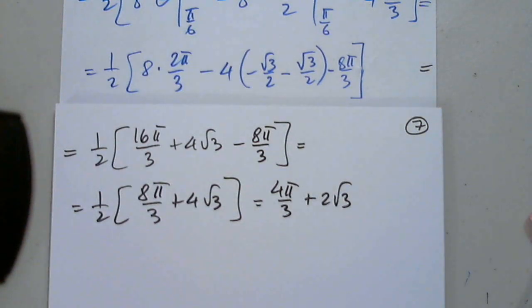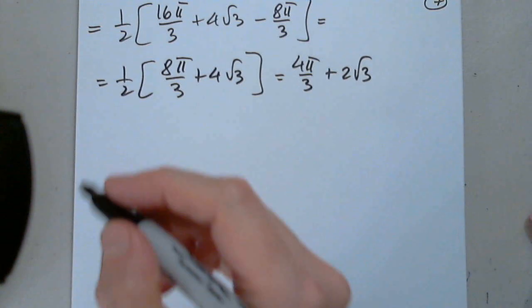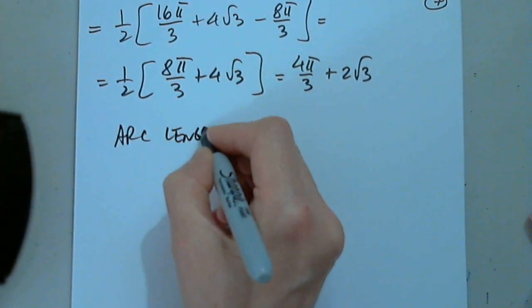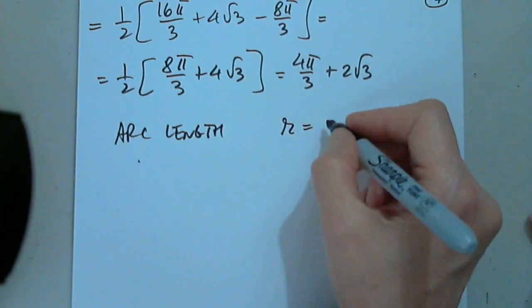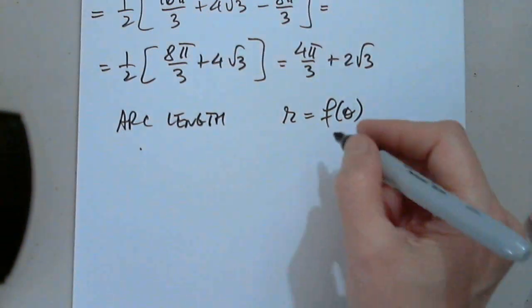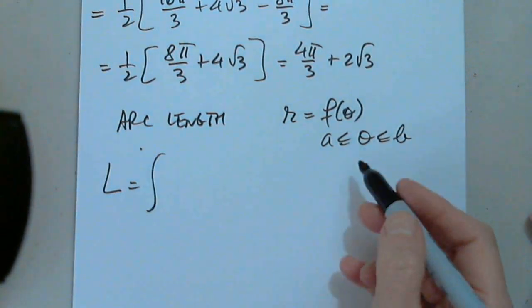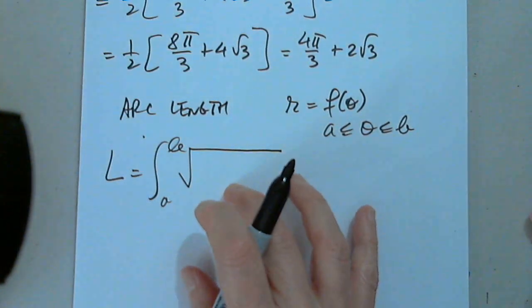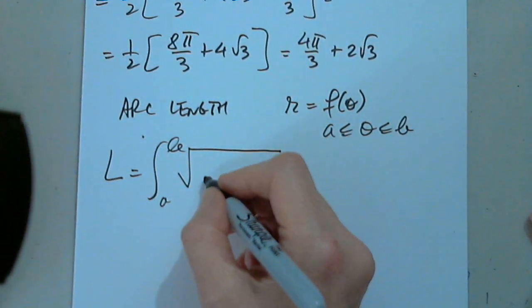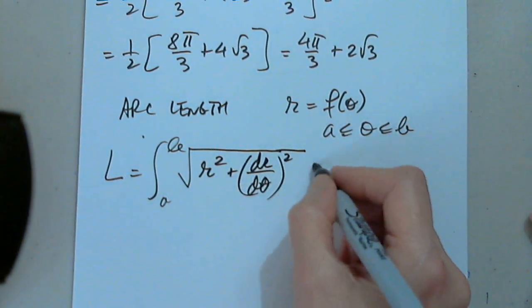I think we had enough of these examples, and let's move on to the arc length. Similar formula as we had before. So we know that r is basically a function of theta, and theta, of course, goes from a to b. So the arc length will be the integral from a to b of the square root of r squared plus dr over d theta squared, d theta.